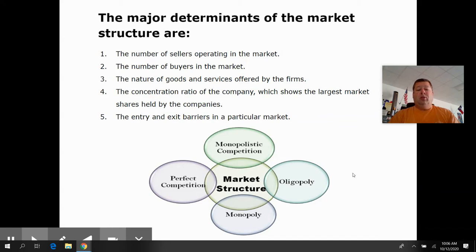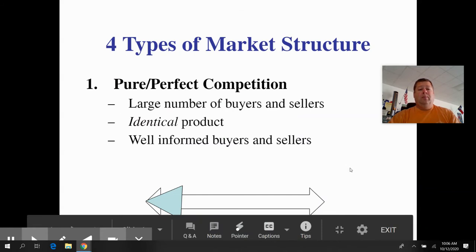You see there market structures. There's four types: perfect competition on one end of the spectrum, and monopoly on the other end of the spectrum. And in the middle, you have monopolistic competition and oligopoly. So we will be looking at those four.